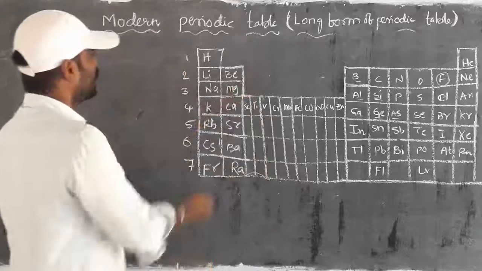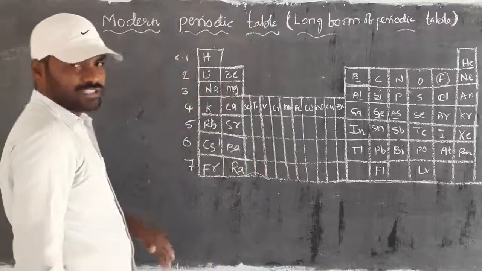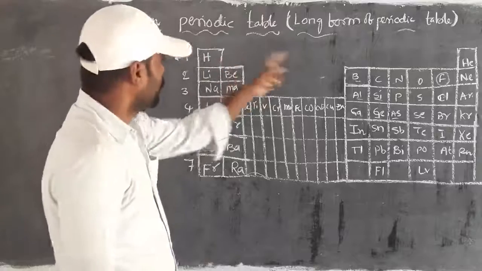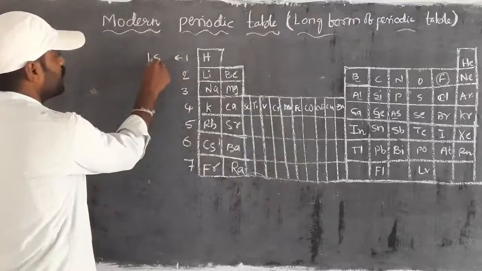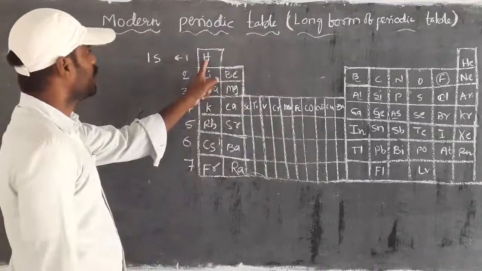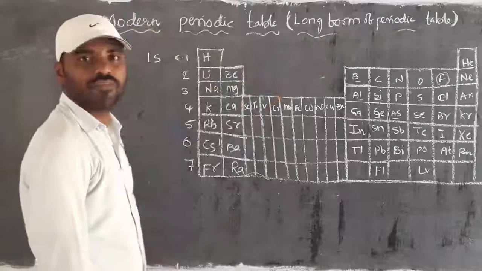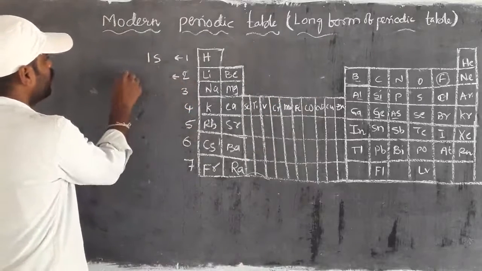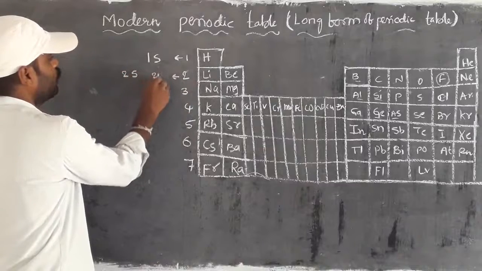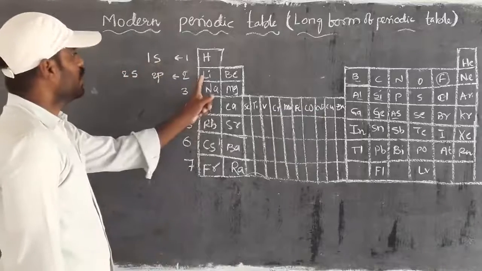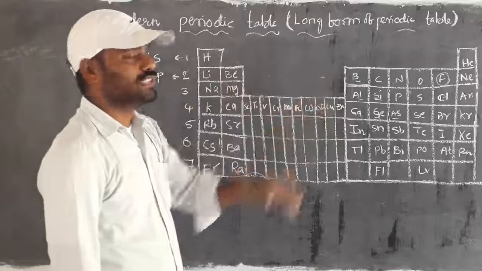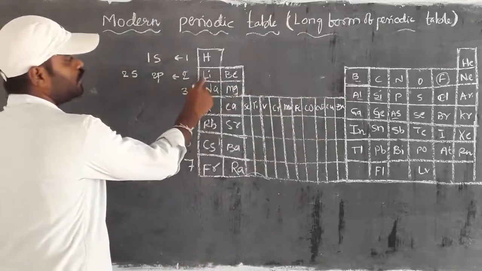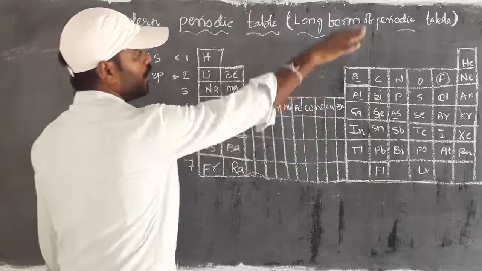If you take the first period, the configuration is based only on 1s: hydrogen is 1s1 and helium is 1s2. Coming to the second period, it has only two orbitals, starting with 2s and ending with 2p, because lithium is 2s1, beryllium is 2s2, and so on.